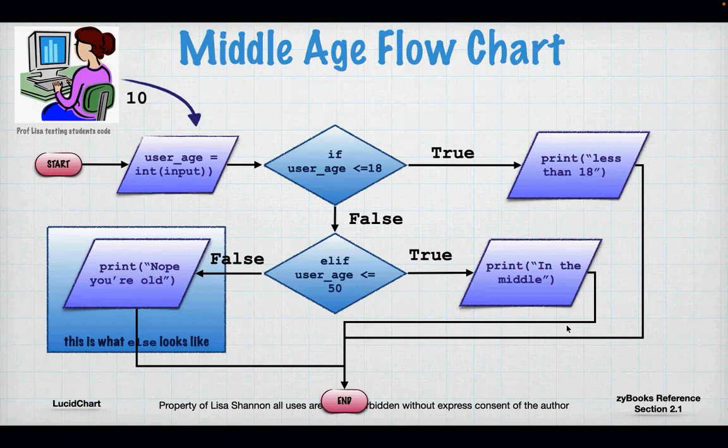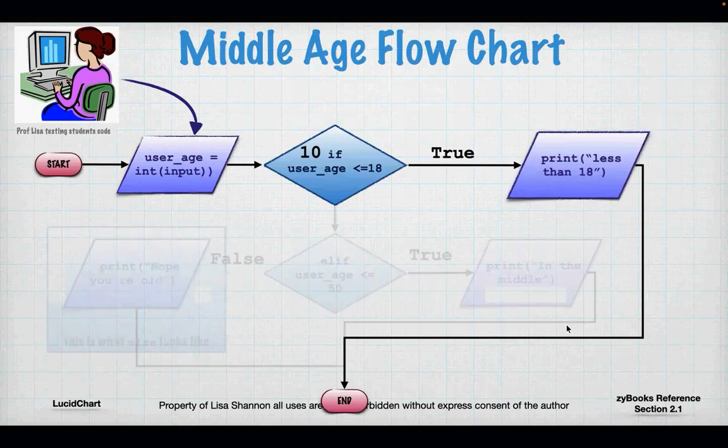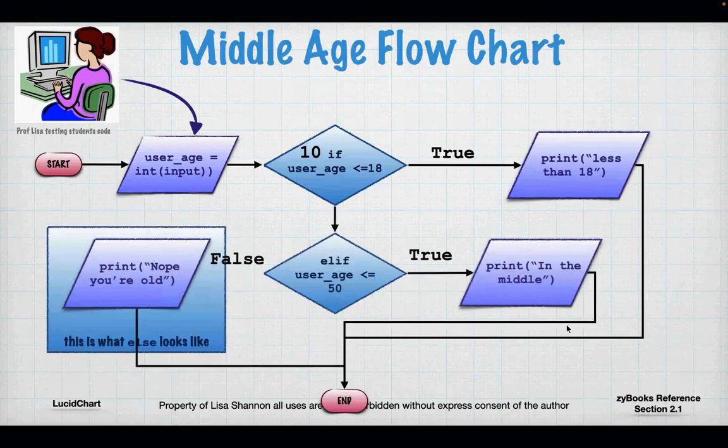So if I just put in 10, user age is 10, 10 is less than or equal to 18, that's a true statement. I'm going to print over 18. Everything else went away in terms of what Python's going to do.